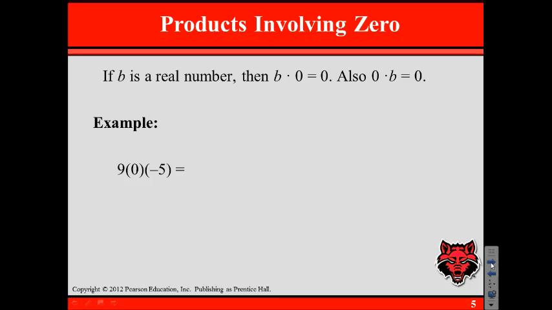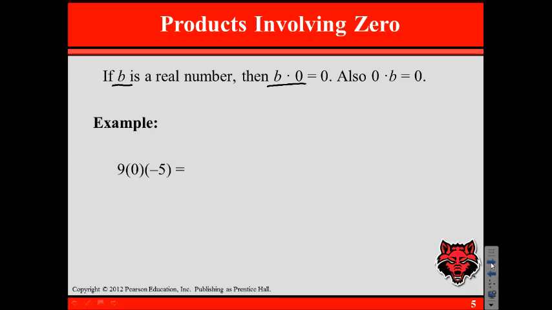Some special products that you might see when you're multiplying real numbers are products involving 0. So if B is any real number, positive or negative, and we multiply B by 0, the product is 0. So any real number times 0 equals 0. Here's an example. We have 9 times 0 times negative 5.